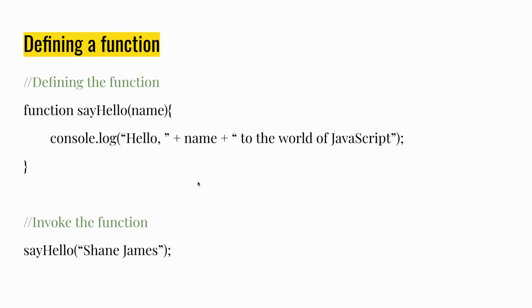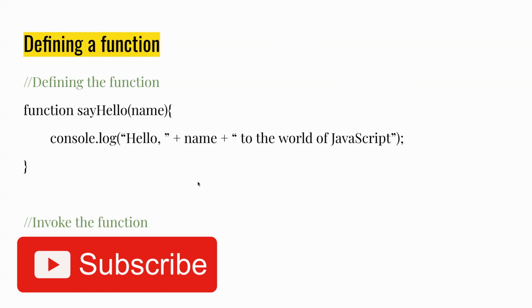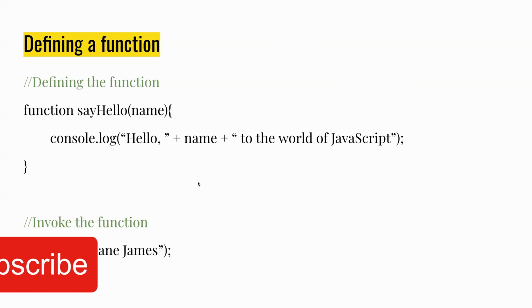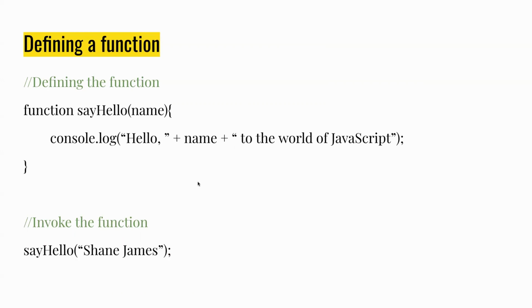And then at the bottom, I am calling the function, or I'm invoking the function. The way to invoke the function is basically with the function name. For example, here it's say hello, and then passing a value which is Shane James here. So this is the way we can define a function and then invoke that function.